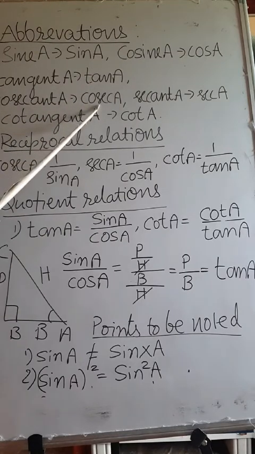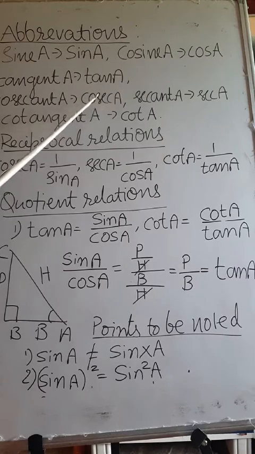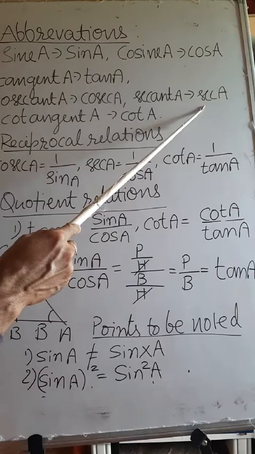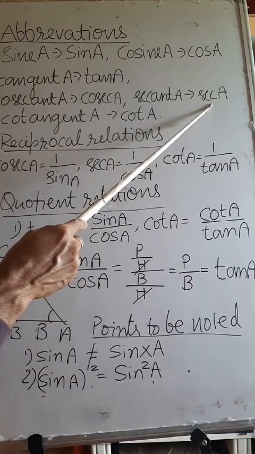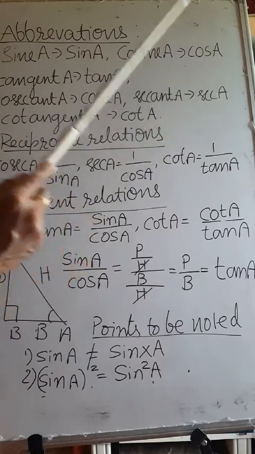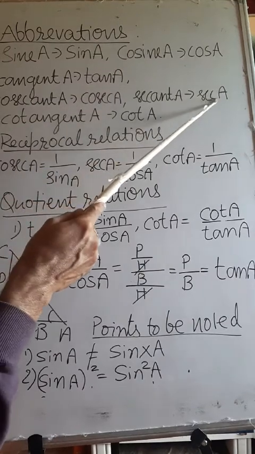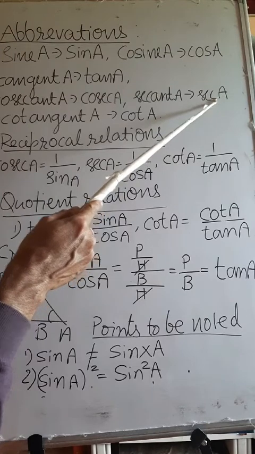Cosecant A can be written as cosec A, and you can pronounce it as cosec or cosecant A. Short form is like this. And secant A, you can write it as sec A, or you can pronounce it as secant A also. Once again, sin A, cos A, tan A, cosecant A or cosec A, and sec A or secant A.